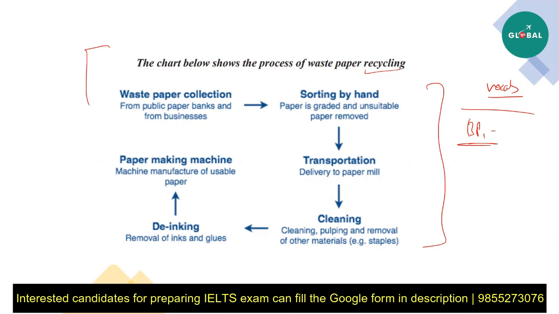The major source to initiate good and new papers comes from paper used from public paper banks and from businesses where paper consumption is high. All these papers are collected and sorted manually. After selectively bifurcating the used papers which are suitable for recycling, the bulk is conveyed to the paper mill.